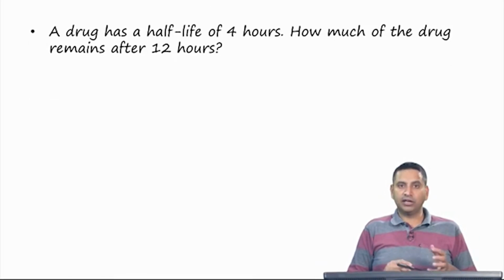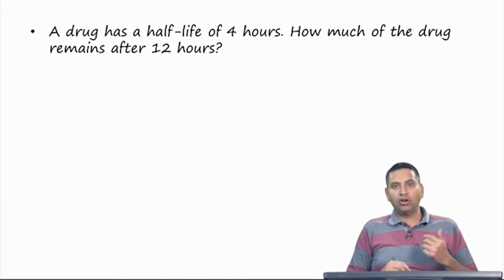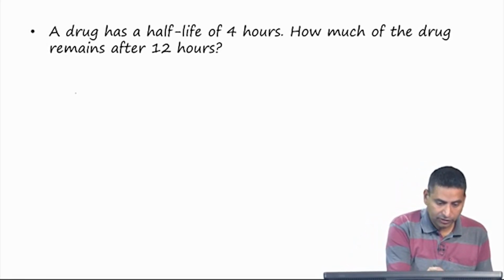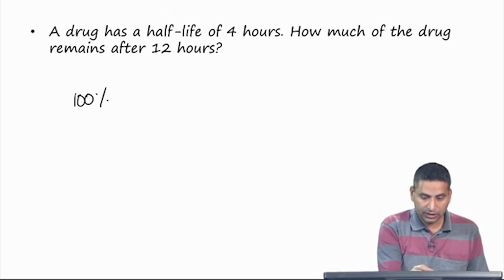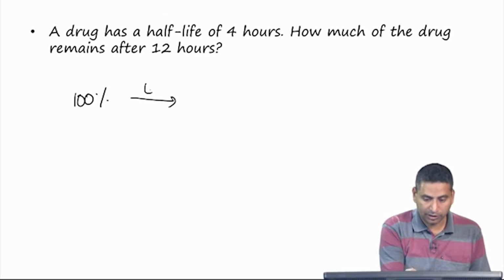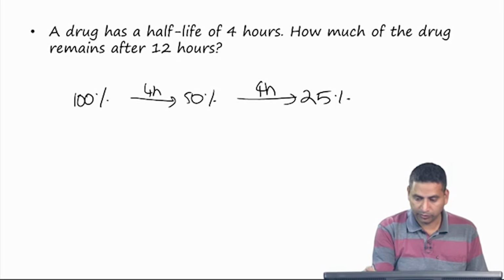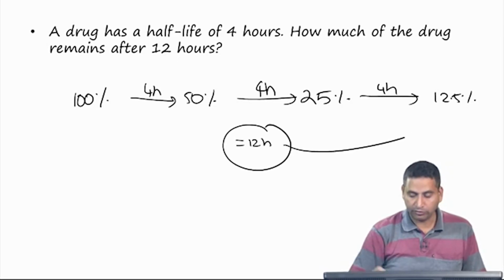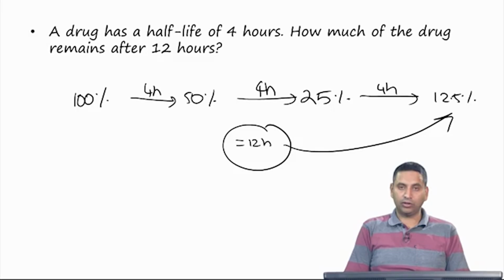The next question is, a drug has a half-life of 4 hours. How much of the drug remains after 12 hours? So, in order to answer this question, let us start with 100% of the drug. In 4 hours, it becomes 50%. In another 4 hours, it becomes 50% of 50, which is 25%. In another 4 hours, it becomes 12.5%. So, 4 plus 4 plus 4 equals 12 hours. So, in 12 hours, we would expect 12.5% of the drug to remain.